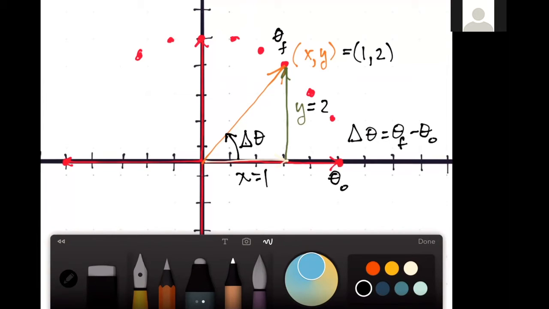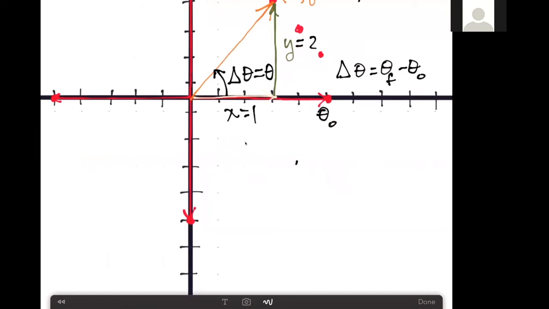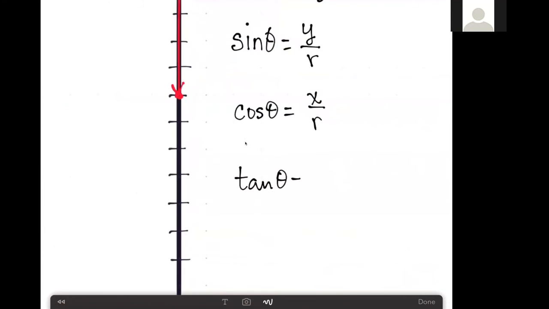So a lot of times when we're talking about the angle, we're talking about the change in the angle. So this is delta theta, but we'll just refer to it as theta to be expeditious. So let's define the 3 trigonometric functions that we are going to discuss in this lab, or that we're going to analyze. We have the sine function. It equals the measurement of y over the calculation of r. Then we have the cosine. It equals the measurement of x over the calculation of r. And then we have tangent of theta, and it just equals y over x.